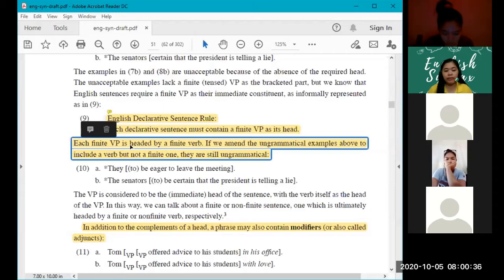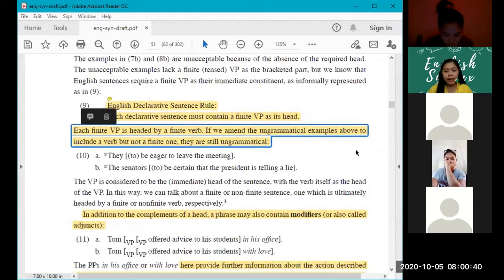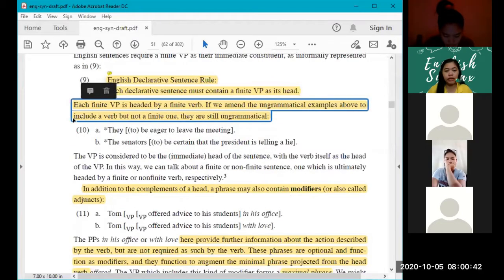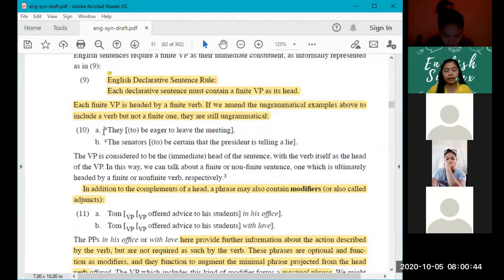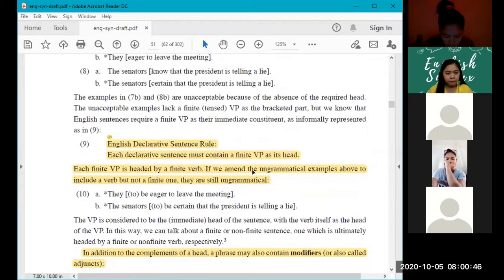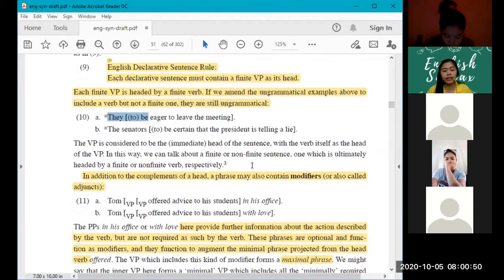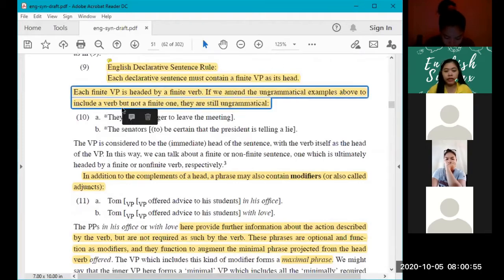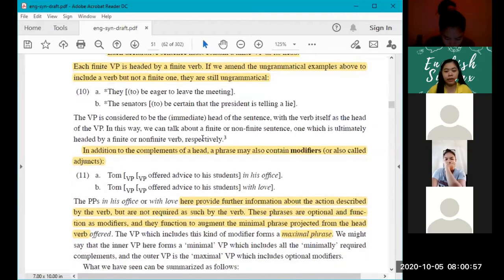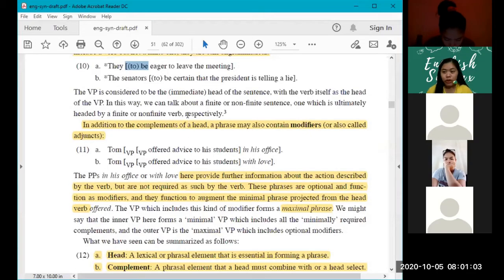So each finite VP is headed by a finite verb. If we amend an ungrammatical example above to include a verb but not a finite one, they are still ungrammatical. For example, they to be eager to leave the meeting. So basically, these are ungrammatical because the verbs used are not finite. Okay? So mean to say, it's not kanang dili siya stable ba? Okay? So dapat sa isa ka relationship, stable gud siya para makumpleto acceptable ang tanan.